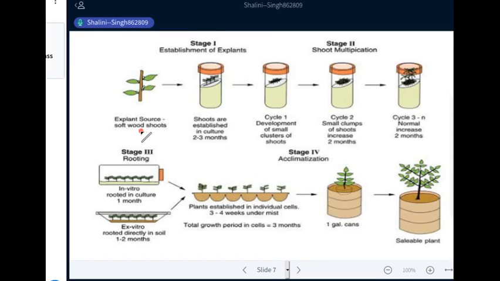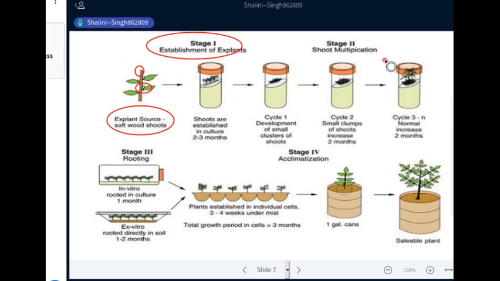So if we summarize the whole stages of micropropagation, the first thing that is very important is the explant source, which we know as plant material or mother plant material. It may be either axillary shoots, apical shoots or shoot buds. Any explant can be taken which has higher meristematic activity. And for stage 1, the establishment of the explant, this explant is transferred onto the medium where shoots are established in culture in around 2 to 3 months.